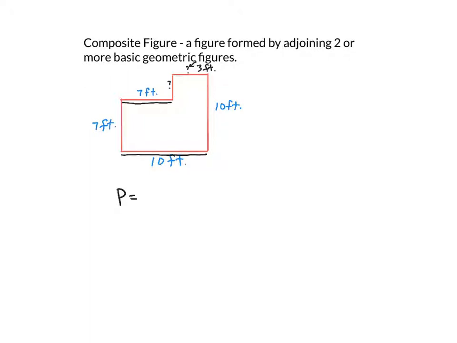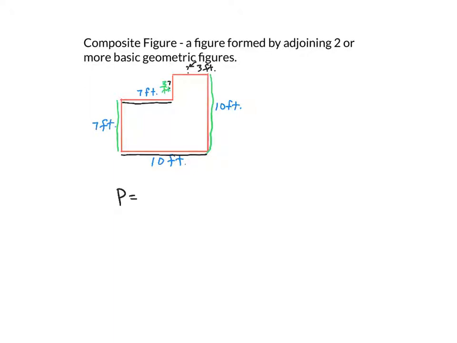The same holds true for the other question mark that I have. In the other question mark, I know that this distance from here to here is 10, and I know this distance from here to here is 7. So once again, that must mean that this question mark is also 3 feet.